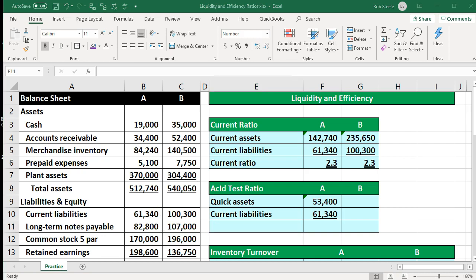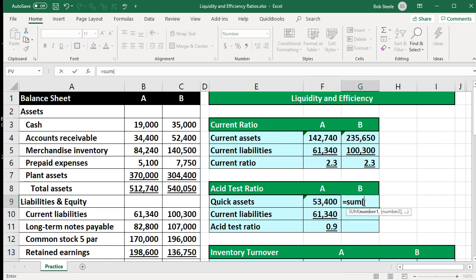And then that's going to give us our acid test ratio, which will be equal to the 53,400 divided by the 61,340. And then enter. Okay, so obviously this number is always going to be less than the current ratio because we're going to have a reduced numerator and the denominator stays the same. Let's do that for B now.